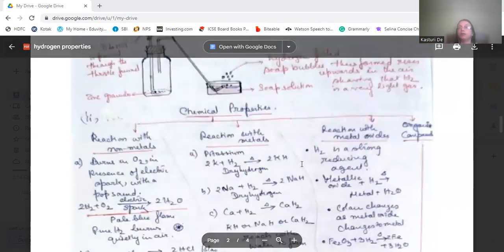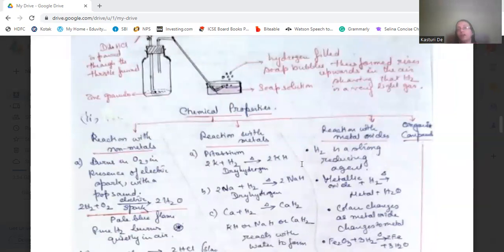Next, we come to some chemical properties. The chemical properties of hydrogen are divided into 4 major topics. So what are those? Reaction with non-metals, reaction with metals, reaction with metal oxides, and reaction with some organic compounds. So let us study one by one. First is reaction with non-metals.